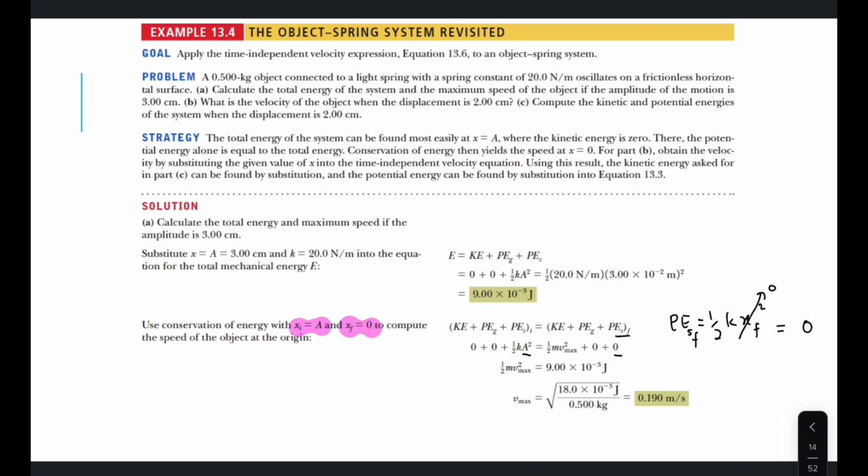And then rearrange the equation. We want to solve for V max. We will get V max as 0.19 meter per second.